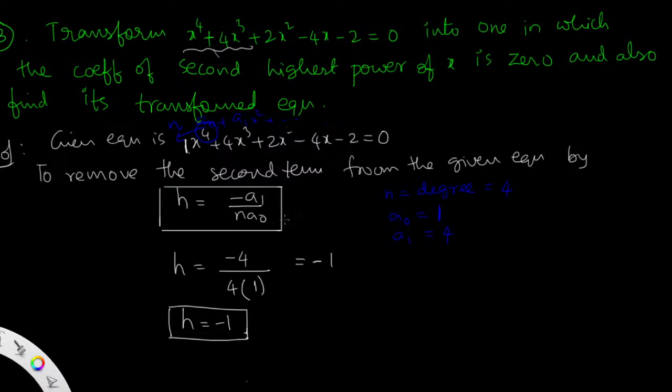This formula can be applied to any equation: minus a1 by n a naught. Here a1 is the coefficient of the second term being removed, a naught is the first term's coefficient, the highest term coefficient, and n is the degree of the equation. For this value, take minus 1 and do the synthetic division this way.